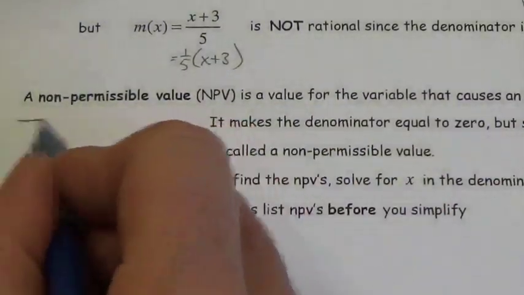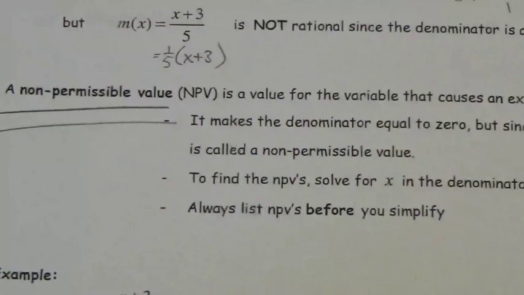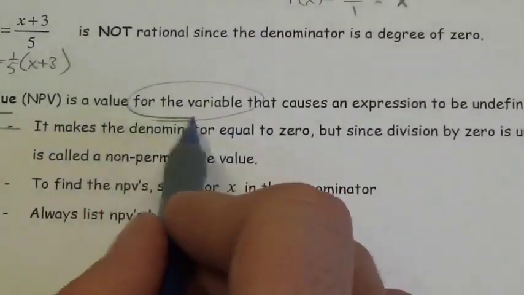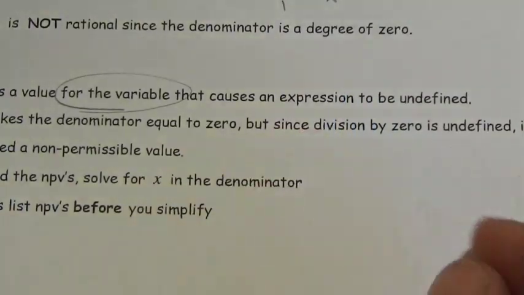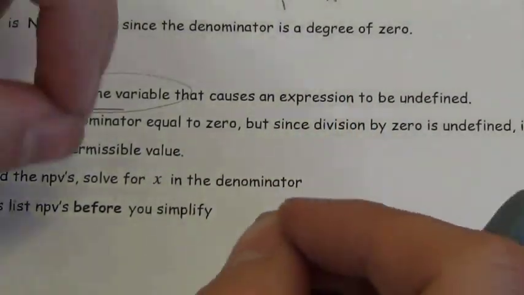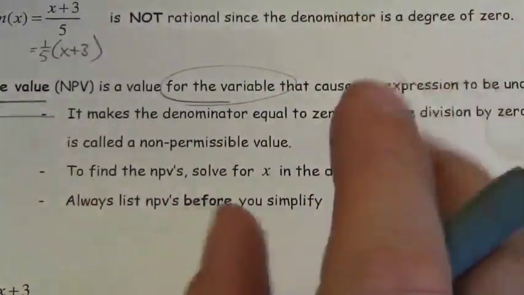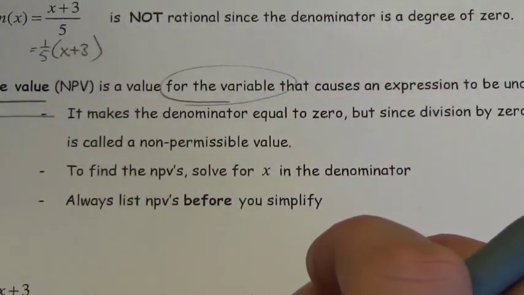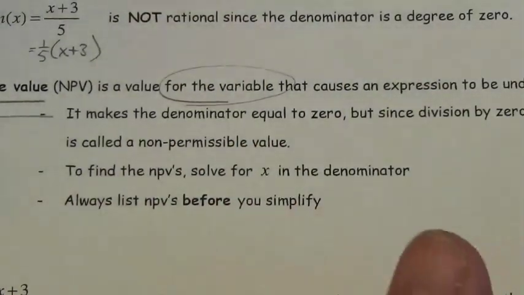Okay? A non-permissible value, NPV, is a value for the variable that causes an expression to be undefined. In other words, it forces a division by 0 into your expression. Any number that you can put into the variable that causes the denominator to go to 0 is a non-permissible. Can't use that value here.